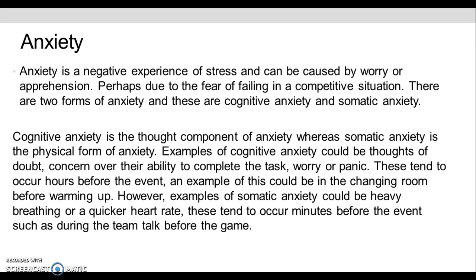Examples of cognitive anxiety could be thoughts of doubt, concern over their ability to compete in the task, worry or panic. These tend to occur before the event, hours before the event. An example of this could be in the change room before the warming up has even started. Someone could be worrying. However, examples of somatic anxiety could be heavy breathing or a quicker heart rate, and this would tend to occur minutes before the event, such as during the team talk before the game.